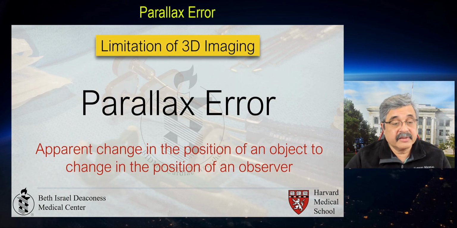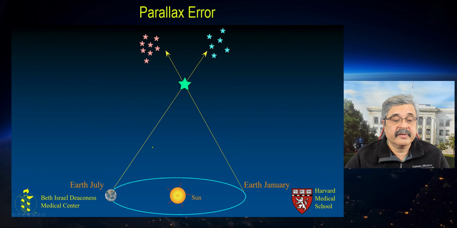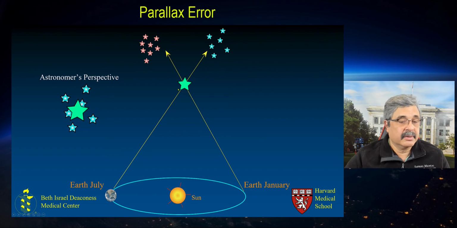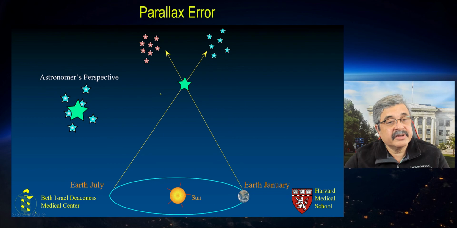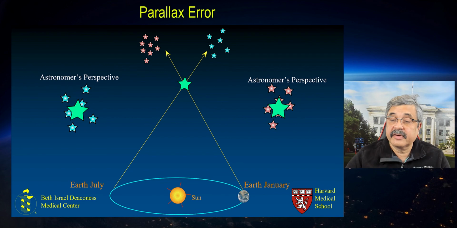A parallax error is referred to as an apparent change in the position of an object due to the change in the position of an observer. Like you can see, if an observer sitting on Earth in early July looks at this green star, it appears to have blue stars in the background. However, as the Earth moves in January to this location, and when the same astronomer looks at the green star, it seems to have moved to have these red stars in the background. There's been no change in the position of this green star, only the change in the position of the observer that has led to this change in the position of the star.